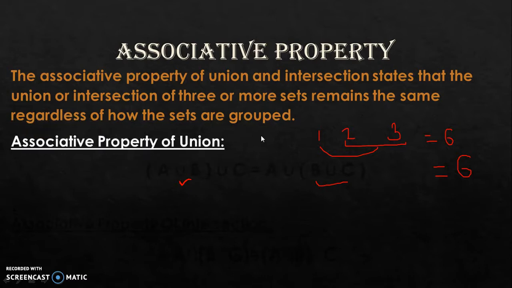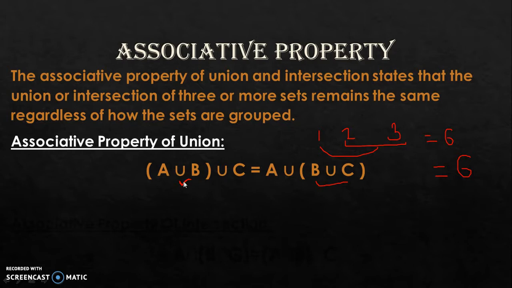Similarly, when we are finding a union of three sets, we can find the union of any two sets first and then find its union with the third set. Like over here, first we are finding union of A union B and then union it with set C. The bracket represents that the union of A and B will take place first. Similarly, if we find the union of B and C first and then union it with A, we'll get the same answer. The answer will remain same even if you change the group.